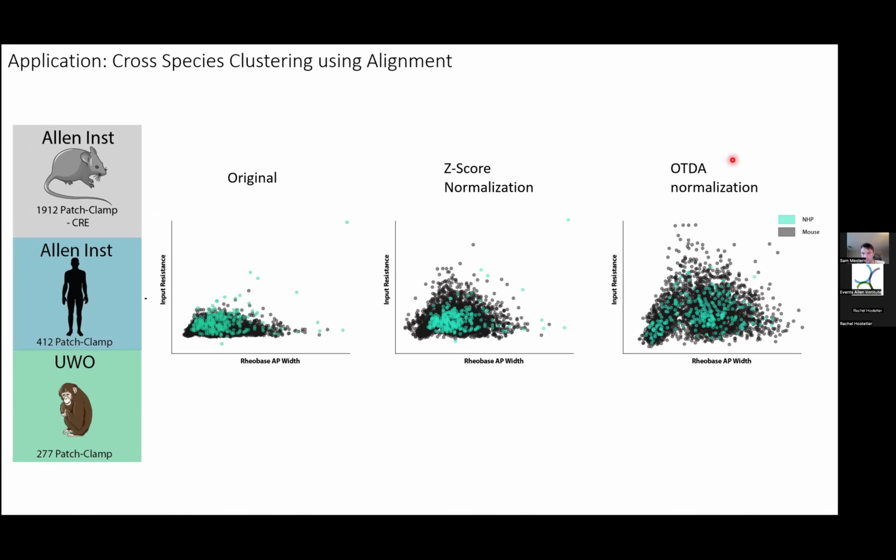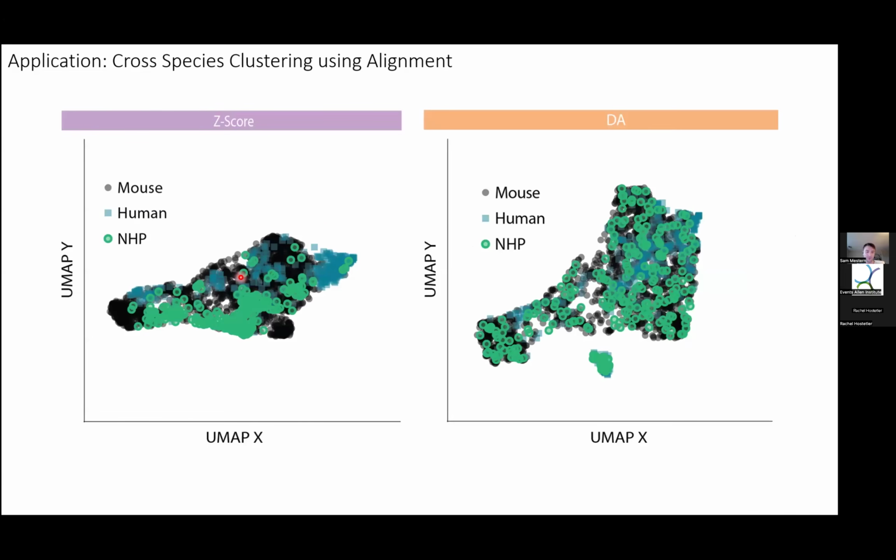However, if we perform ODTA normalization, we do get a good intermingling of the NHP and mouse subtypes. This is further exemplified if we look at the UMAP, where when we embed all 3 just by simply z-scoring, we see clusters of species on the UMAP, whereas if we use the ODTA-based method, we see an intermingling of the mouse, human, and NHP cell types.